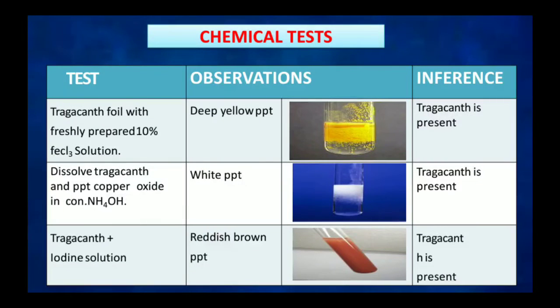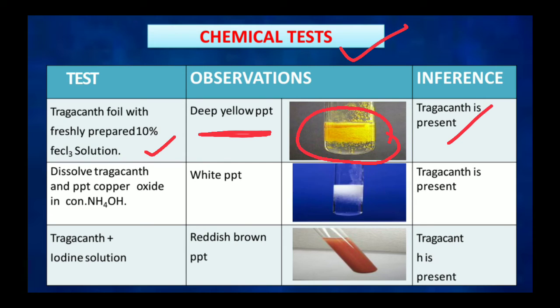Now we come to the experimental part of the lab. You can see here I have given you the description of the different chemical tests performed for the identification of gum tragacanth. The first test says that you take tragacanth and treat it with freshly prepared 10% ferric chloride solution. By doing so, you obtain a deep yellow precipitate which looks like this. Inference drawn is tragacanth is present.